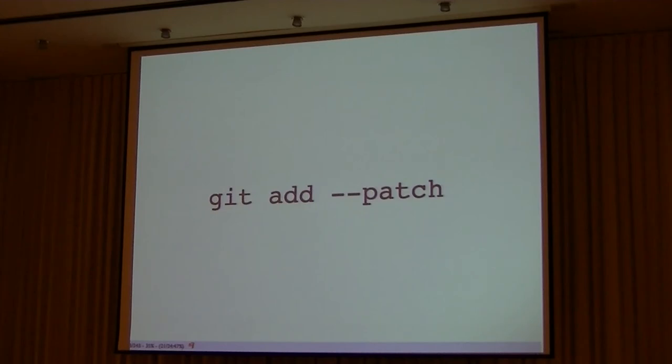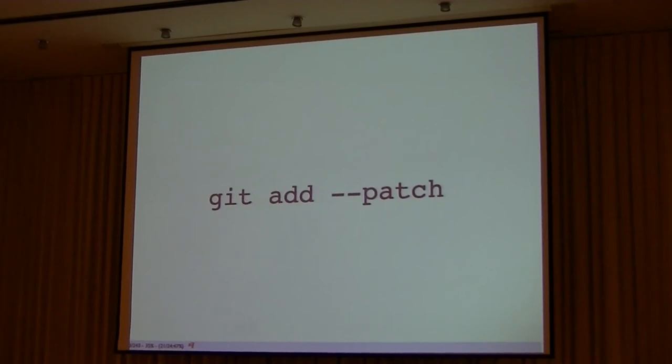So if you've added some comments at the top of a file and some business logic changes, modified a function or something later on, and you want to make them two separate commits, even though they're in the same file, you can use Git to do this very easily. You can say git add --patch, and it will prompt you with each diff hunk.